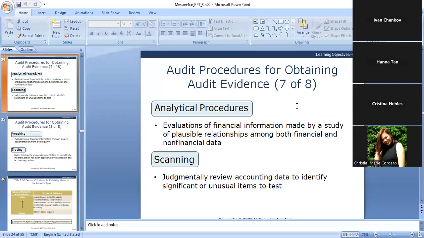Scanning is also like when you read a book, you're not reading the book, you're scanning the book. What that means is you're choosing only the interesting parts which you want to pay a little bit more attention to. The rest of the book is not interesting for you. Scanning is another technique that you're using when you're going over the textbook for the audit.